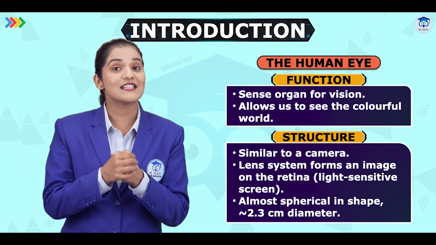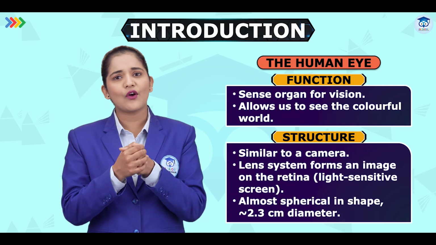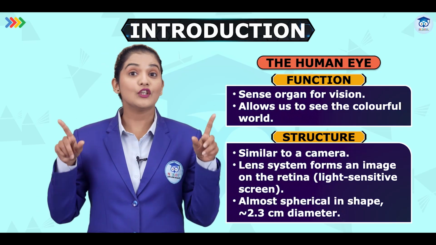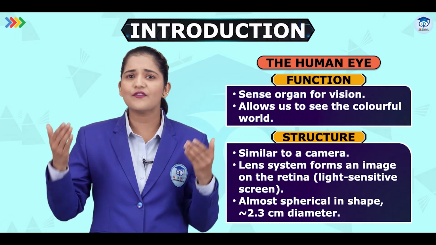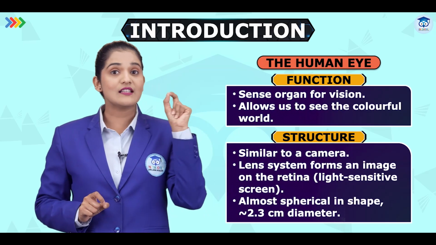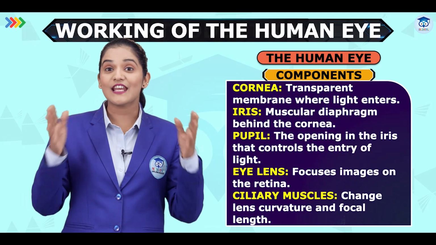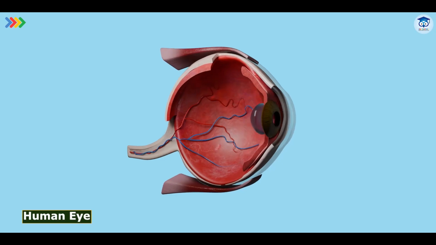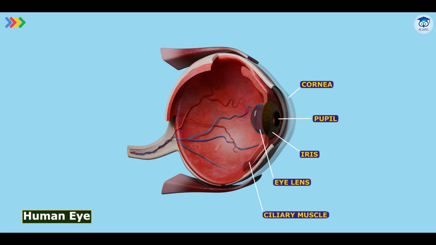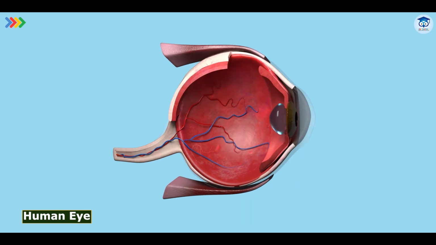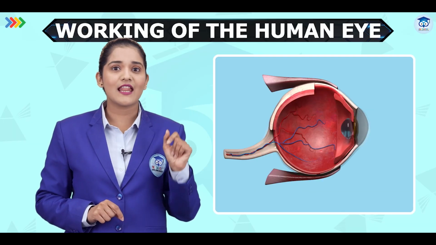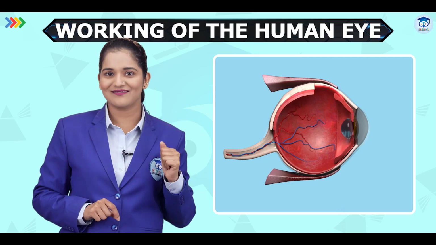Moving ahead, let's now talk about the components of the human eye. A human eye is made up of several parts, each having a specific role to play. Let's take a look at some of the key components. Cornea, iris, pupil, eye lens and ciliary muscles. These are among the most important parts of the human eye. Now, let's understand their functions one by one.